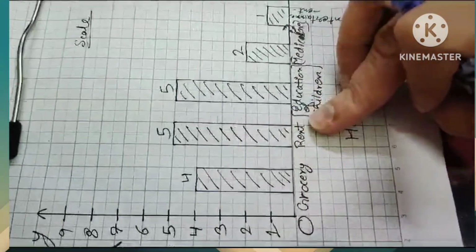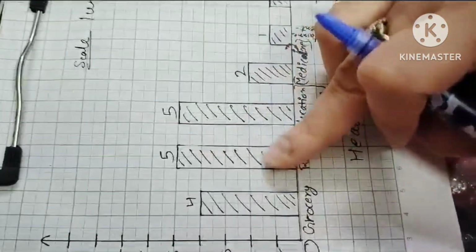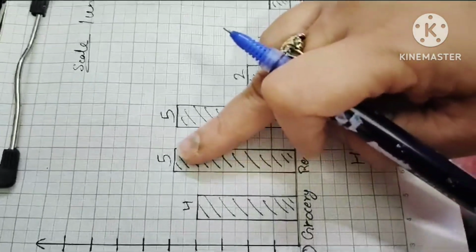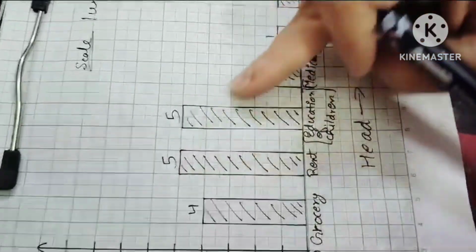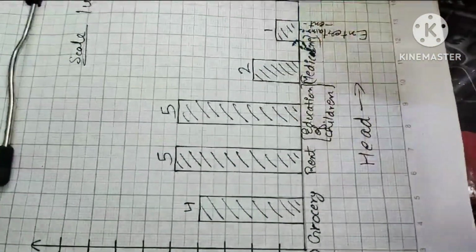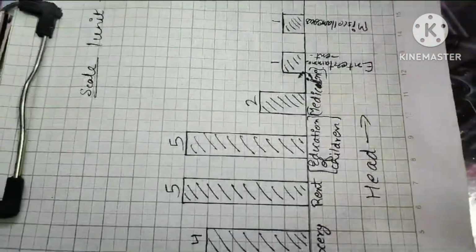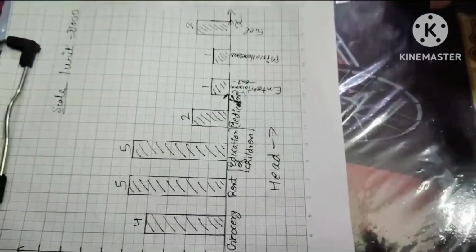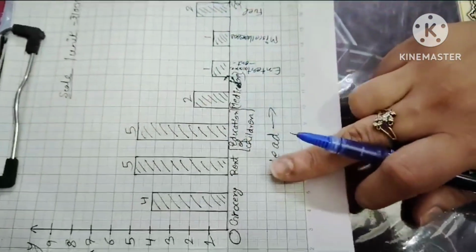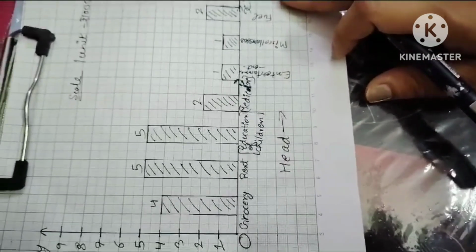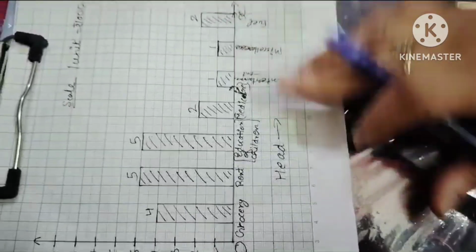Similarly, we can draw rent as a rectangular bar with width 1 unit and height 5 units, and so on. We can draw this graph. You can see this whole graph. You have to mention the scale and then draw all the rectangular bars with 4, 5, 5, 2, 2, 1 and 1 units. Okay.